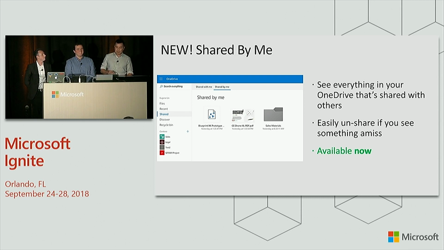We're also happy to be introducing the Shared by Me view. We've talked about this a bit earlier. This is available right now in production. You can now see everything that is available to others from your OneDrive, so that you can easily check, is this file available? Can someone else access this? And from there, you can easily unshare if something is amiss. This was something that people have been asking for. Folks who are using the consumer OneDrive wanted to see this in business, and so we're happy to be bringing this to you.